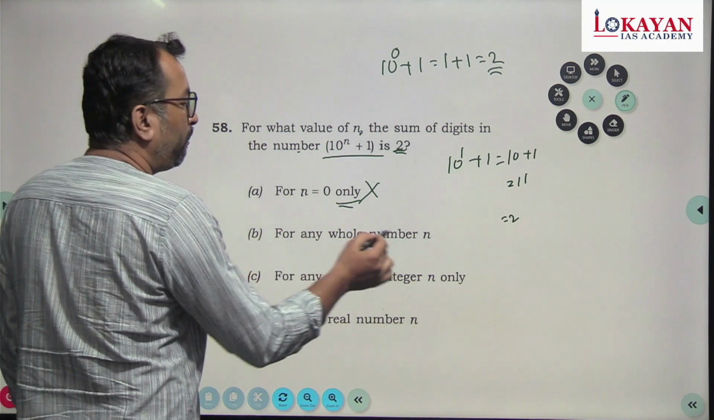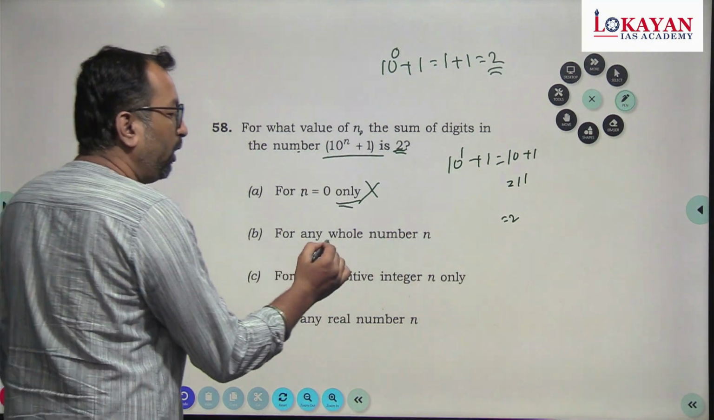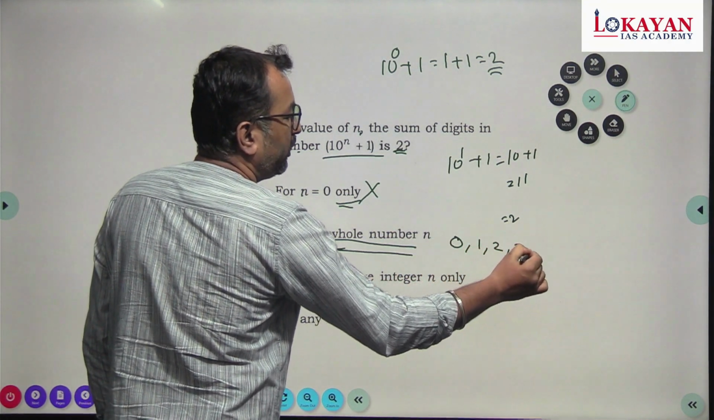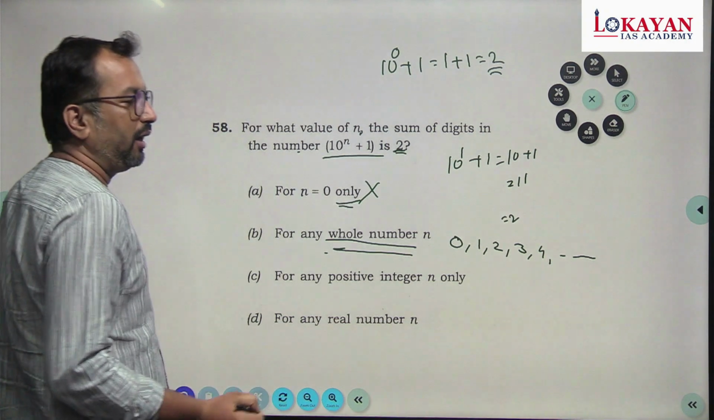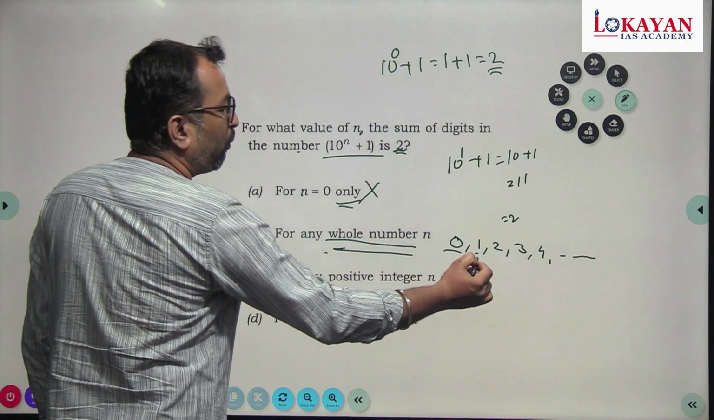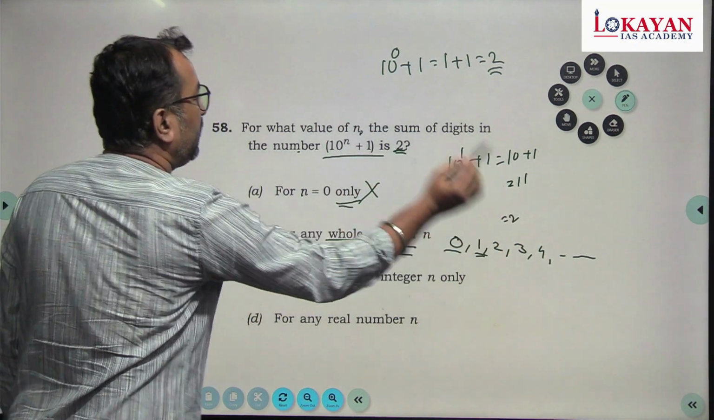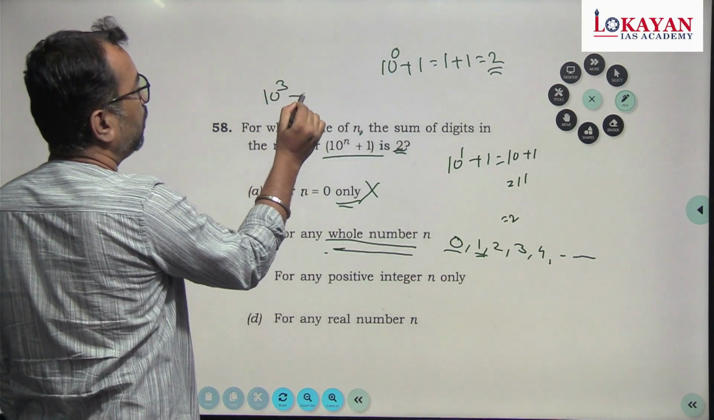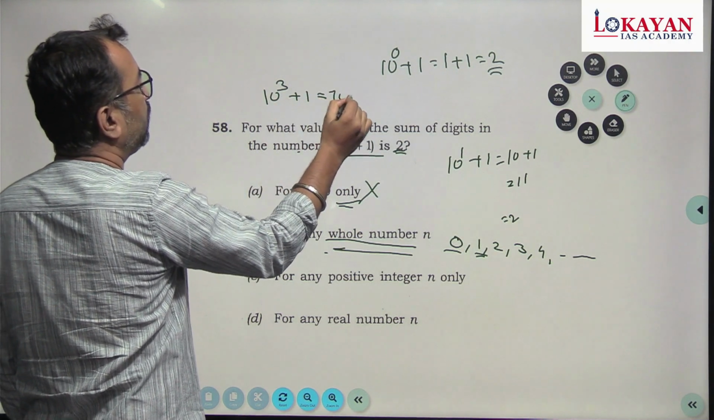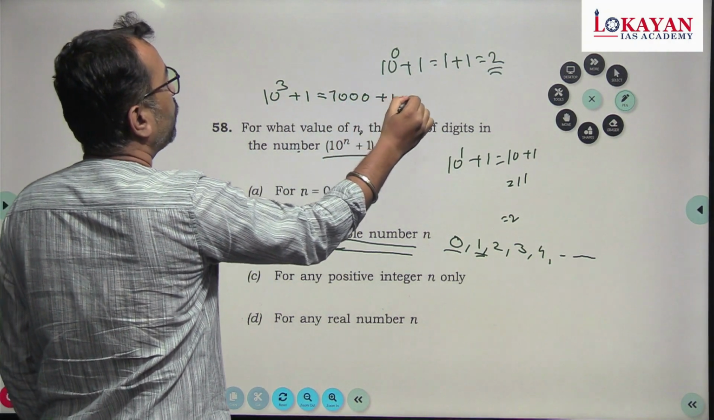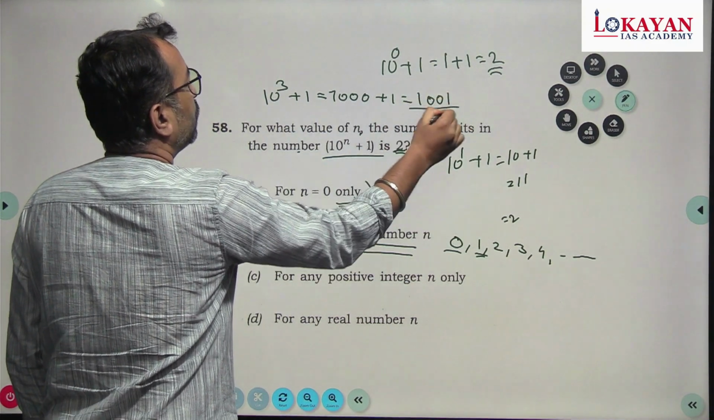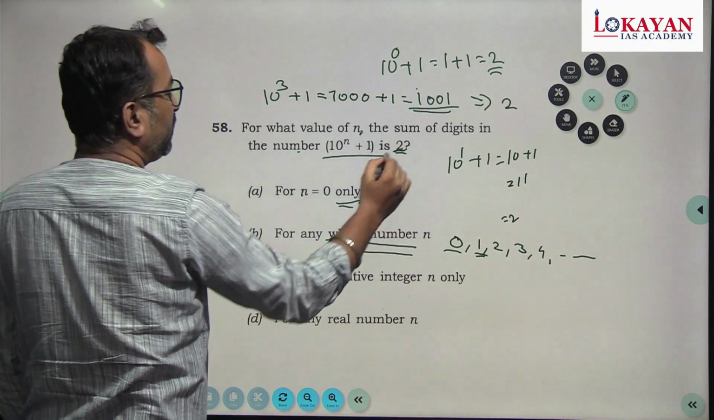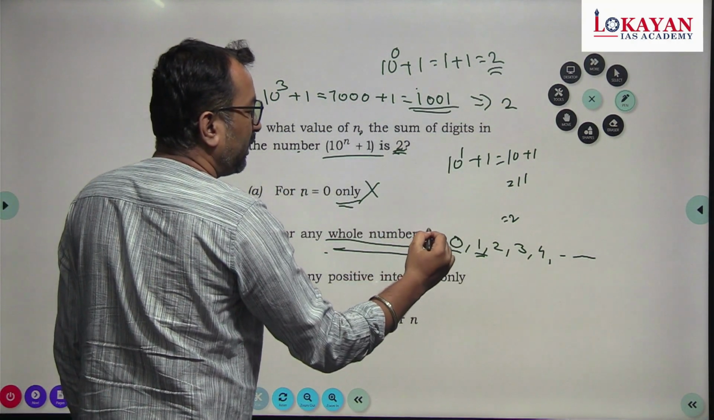For any whole number n, basic concept, what are whole numbers? 0, 1, 2, 3, 4, up to n. We have checked it for 0, we have checked it for 1. Let's check it for 3. 10 to the power 3 plus 1: 10 to the power 3 became 1000 plus 1 becomes 1001. So the sum of digits becomes 1 plus 1, 2. So again the sum of digits is 2. So for any whole number n, it is correct.